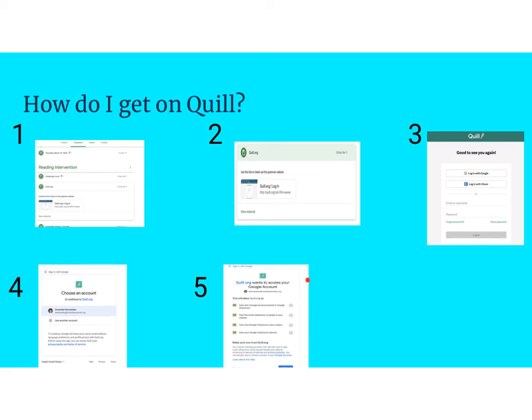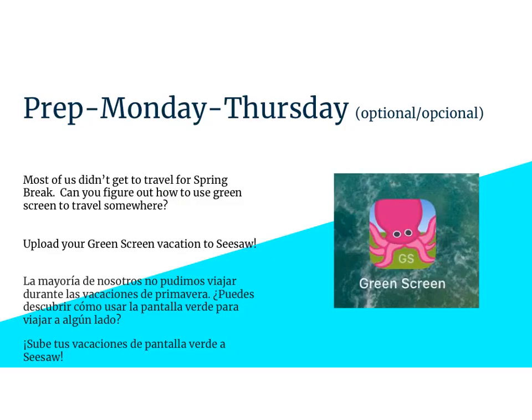Once you tap on that, you're going to get this screen that's going to ask you if you're going to allow all these different things to happen with Quill, and just go ahead and tap the blue button at the bottom that says allow. At that point, Quill will open up and you'll be able to begin practicing.